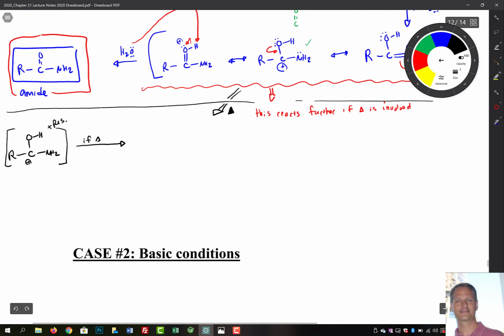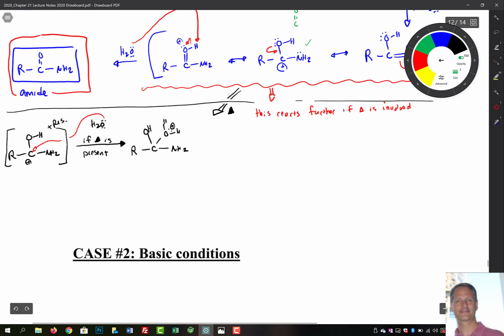To clarify, if heat is present, this reaction would continue. And if it continues, remember, we're making the carboxylic acid. So what we're going to do here is add another water molecule. Water is going to come around here and add to that position. That'll give us our carbon, that's your OH, your NH2 is still the same, and here we have that so commonly seen OH2 plus group.